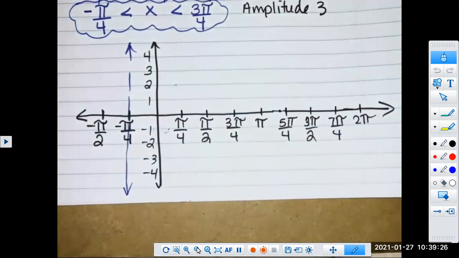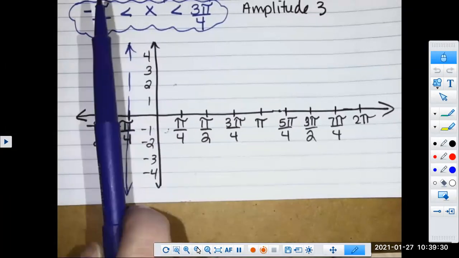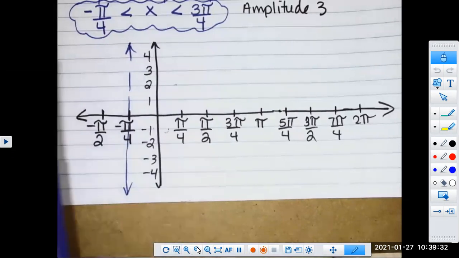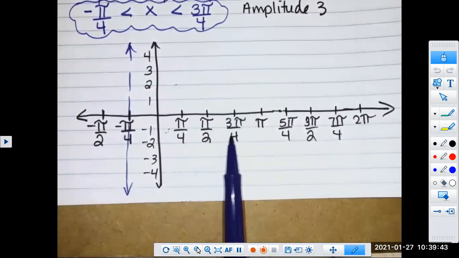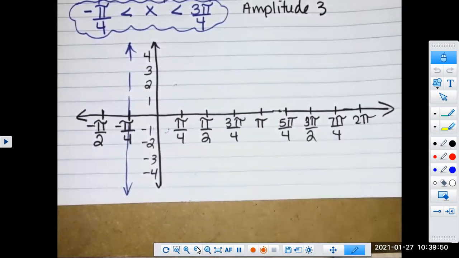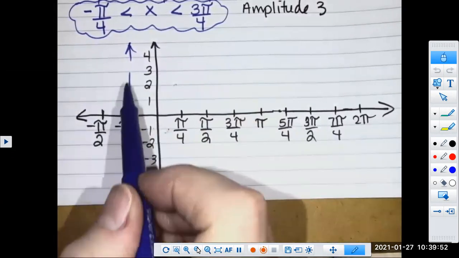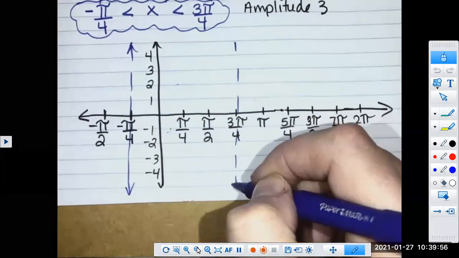Okay, how do you know how far out to draw your x-axis? One period goes from negative pi over 4 to 3 pi over 4. So that is pi. And you want at least 2 periods. So I know one period stops at 3 pi over 4, and I need another whole period, which will take me to 7 pi over 4. All right, draw your asymptotes in at negative pi over 4 and 3 pi over 4.